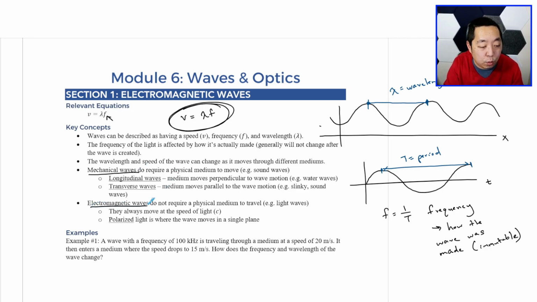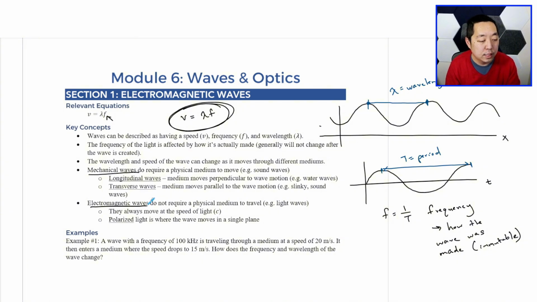Electromagnetic waves do not require that. That means if I'm in deep space, right, and there's no water, there's no air, sound waves can't travel, water waves can't travel, but electromagnetic waves can travel. Electromagnetic waves are like microwaves, your Wi-Fi signals, radio signals, light itself, like light from the sun, light from your light bulbs. Those are all called electromagnetic waves. They do not require a physical medium to travel through.